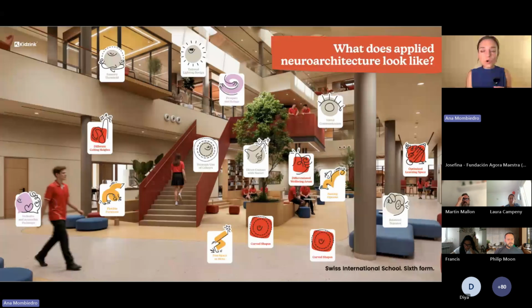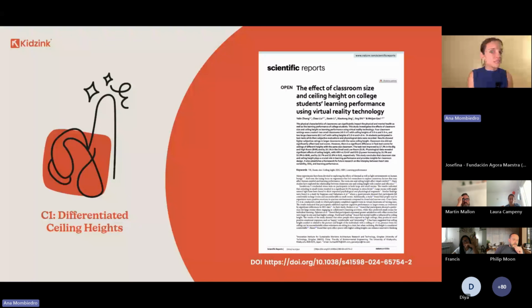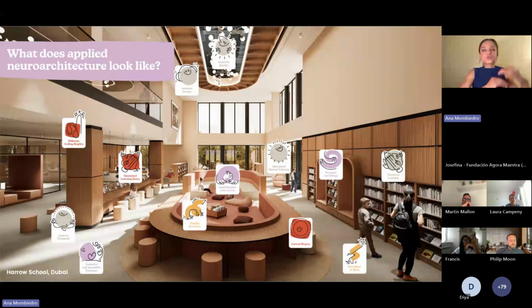Sometimes this sensory threshold can be found in breakout areas, okay? Like for example, in here. Another quality factor, understood in the realm of cognitive activity, is differentiated ceiling heights. There is a lot of evidence on how different heights of ceiling have an impact on performance. And then we use these different heights of ceilings to create different atmospheres, so the body knows it's in a different kind of space.